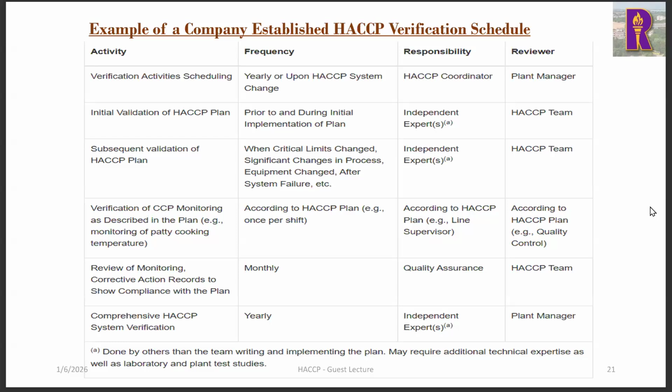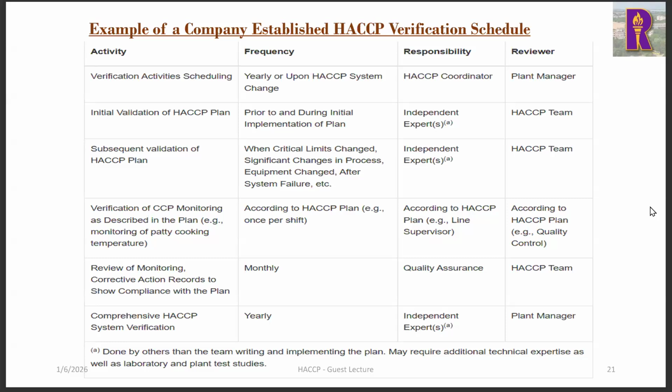The next is the review of the monitoring and the corrective action. It can be done by the QA personnel, that is, quality assurance. And next, the comprehensive HACCP system verification. This also can be done by the R&D expert, either yearly or twice a year. After this, the entire validation can be completed.